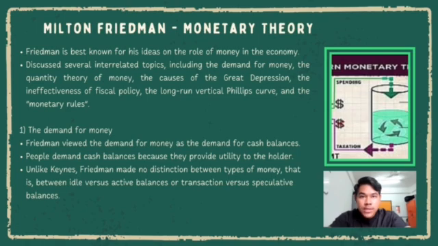So, firstly, the demand for money. Friedman viewed the demand for money as the demand for cash balances, and people demand cash balances because they provide utility to the holder. Unlike Keynes, Friedman made no distinction between types of money, that is, between idle versus active balances or transaction versus speculative balances.